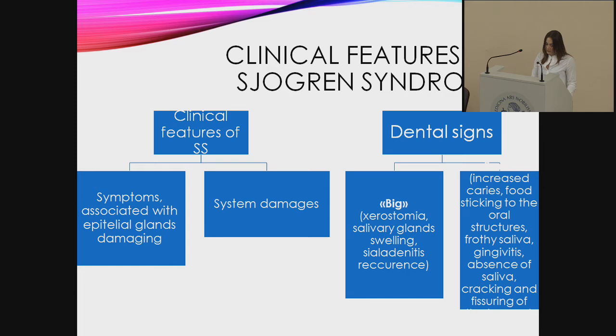They can be revealed from the patients who may first come to the dentist and complain of these features. They are separated into big and small. Big includes xerostomia and salivary gland swelling. And small are consequences of the big. You can see them here.